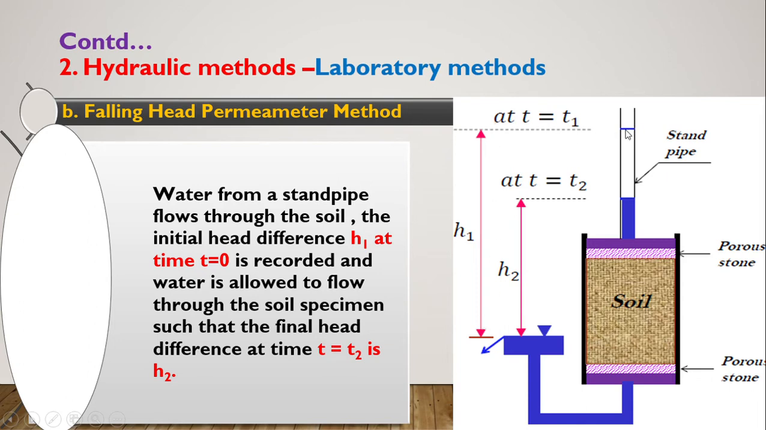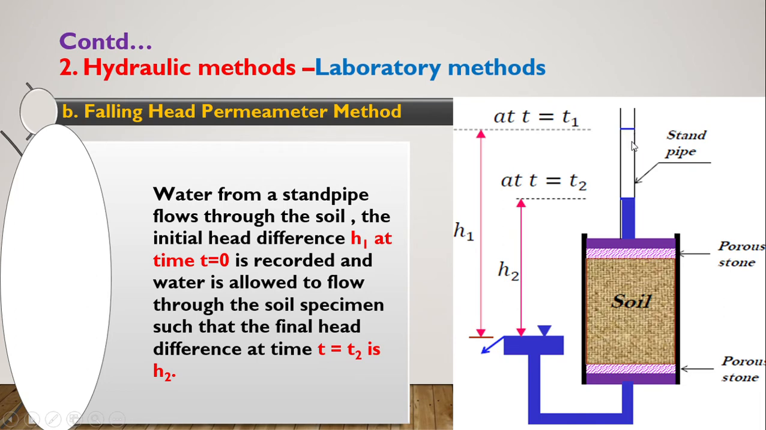So at this point the water will be there. This is the H1. At T1 the water level was H1, and after some time at T2 the water level will be H2. So like that, we will not supply extra water. We will supply the water to this level at the initial stage.